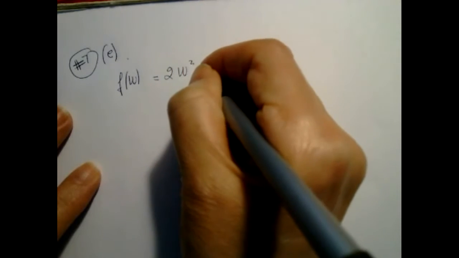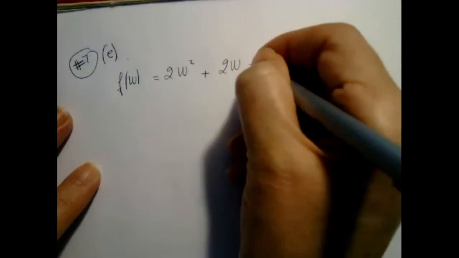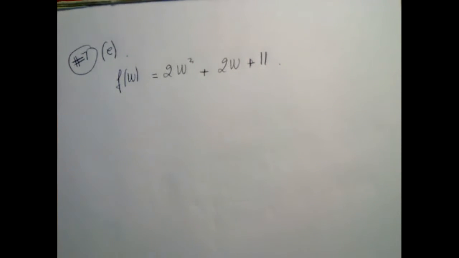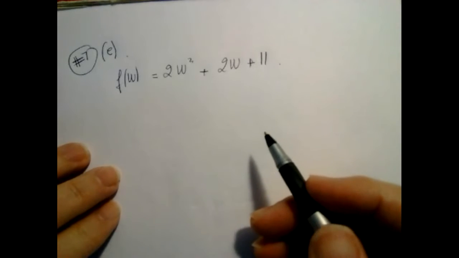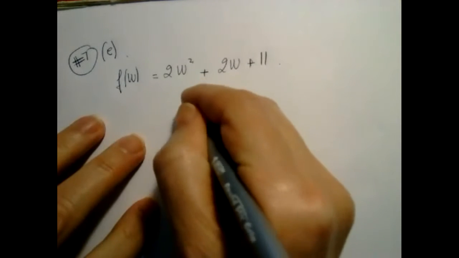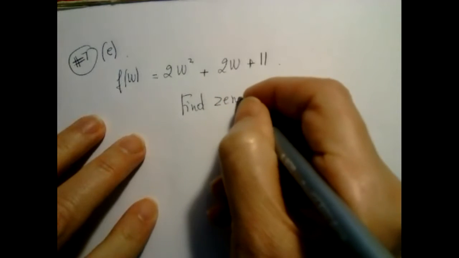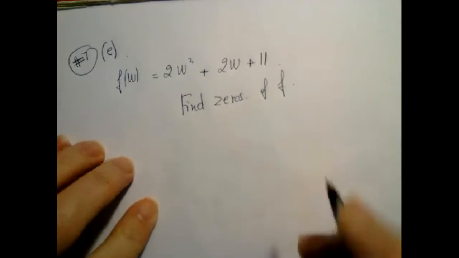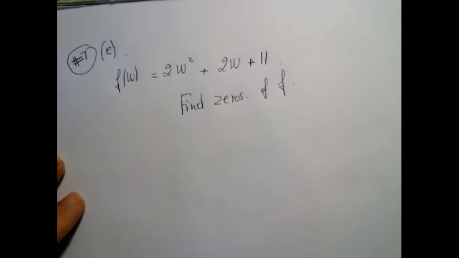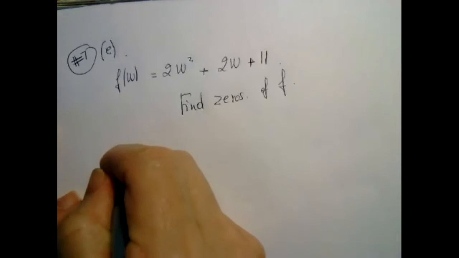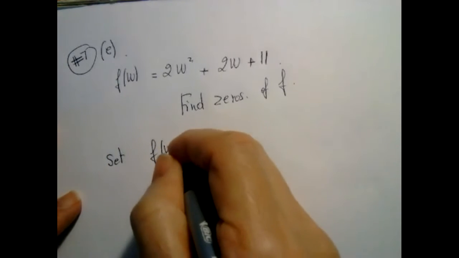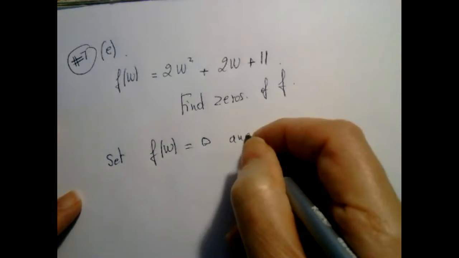So we have the function f of w equal 2w squared plus 2w plus 11. Okay, and the question is, sorry, find the zeros. The zeros of f. Finding the zeros means basically we set the function equal to 0 and solve for w. So we're going to set f of w equals 0 and solve for w.